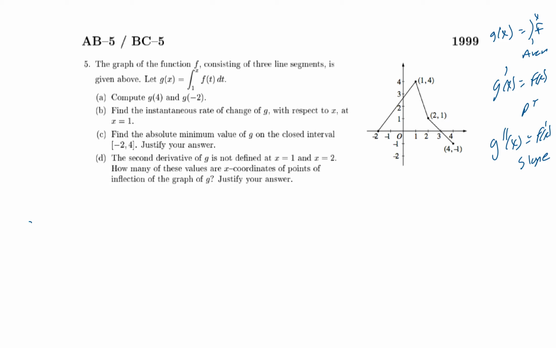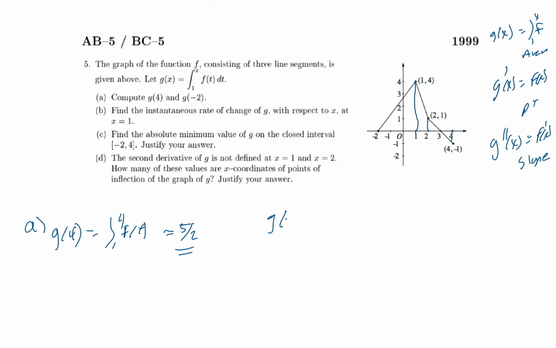For g of 4, just plug it in. The integral from 1 to 4 of f of t. So we're just going to find the area from 1 to 4. Oh, that's kind of a pain. You're going to probably do a trapezoid, and that triangle, and then that other triangle. It looks like these triangles cancel out, so it's really just that trapezoid. I'll do it real quick. That's 4 and 1, so 5 divided by 2 is 5 over 2, times the height, which is 1. So 5 over 2.